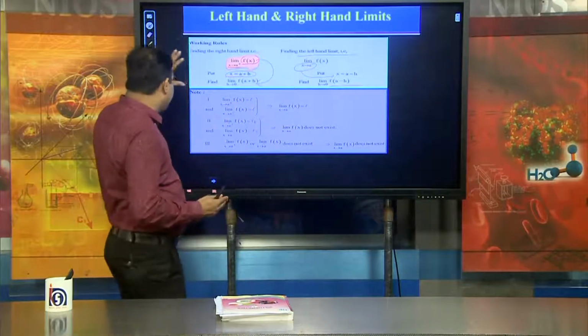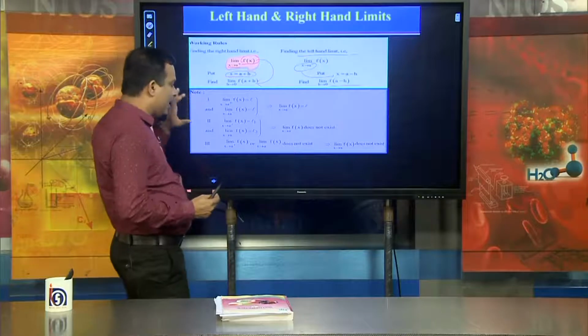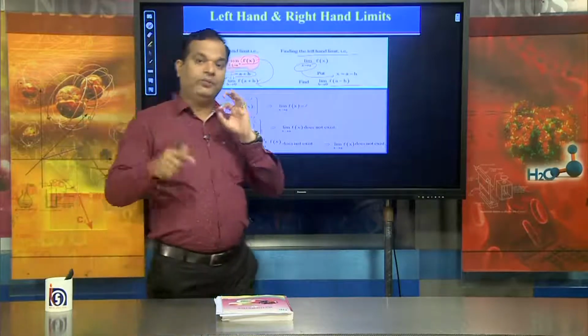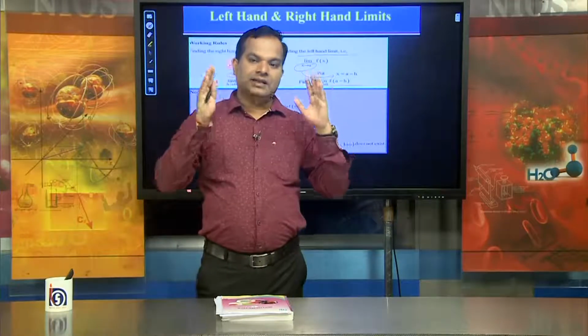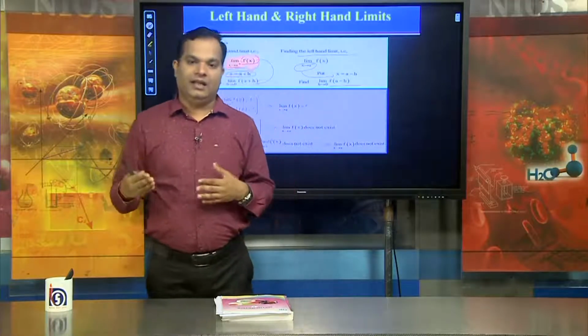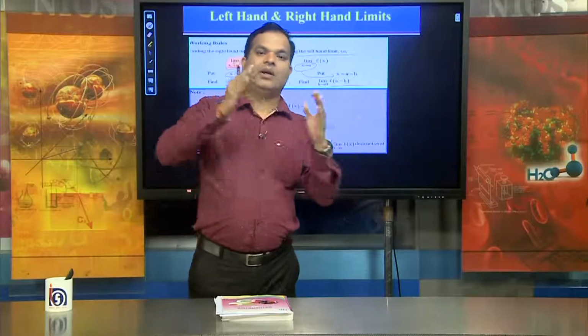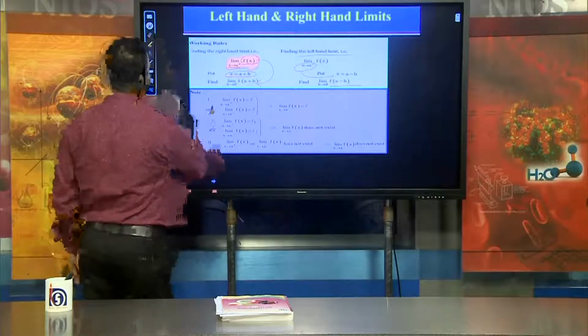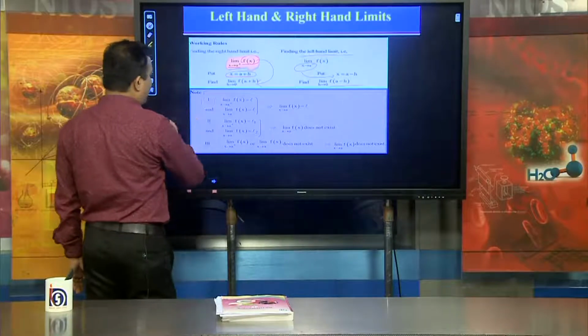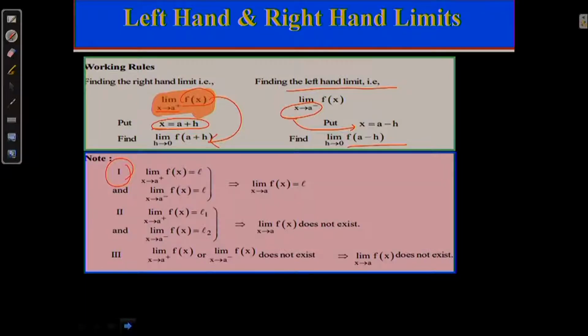Dear learners, when talking about left hand limit and right hand limit, for the limit to exist there is a condition. The limit will exist if the left hand limit is equal to the right hand limit. For example, this is condition 1: as x tends to a plus, the right hand limit of f of x, suppose the value is L, and the left hand limit value is also L.